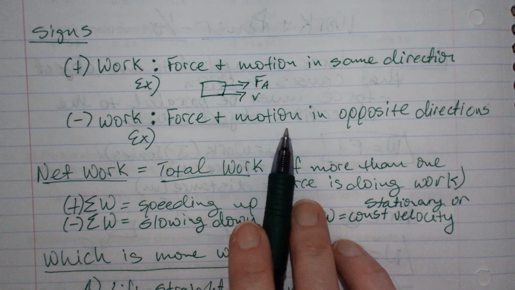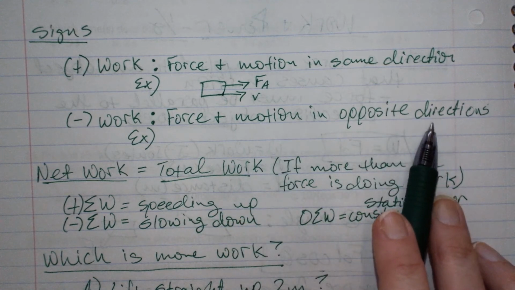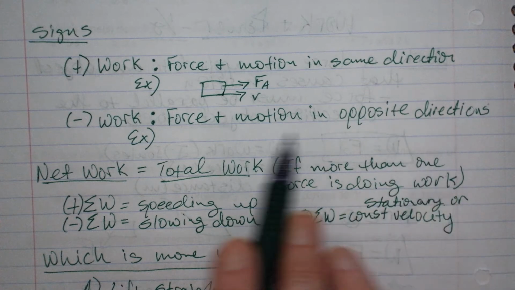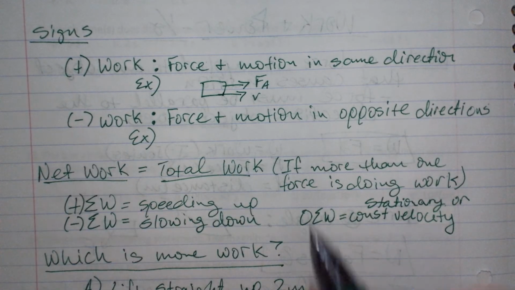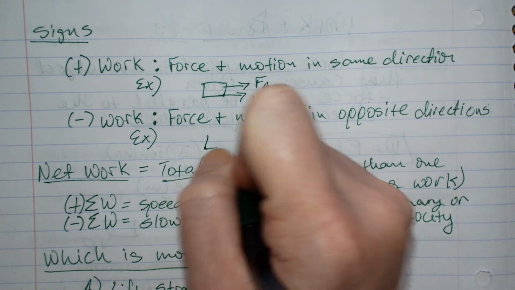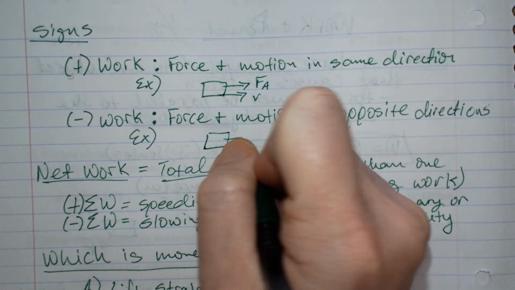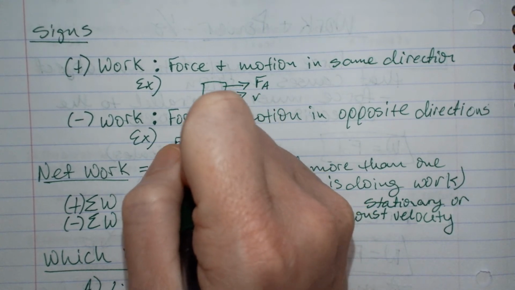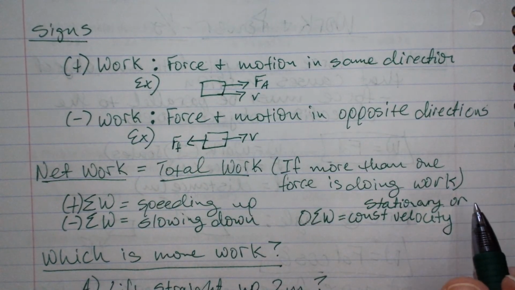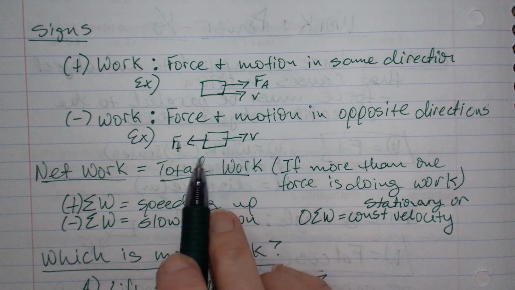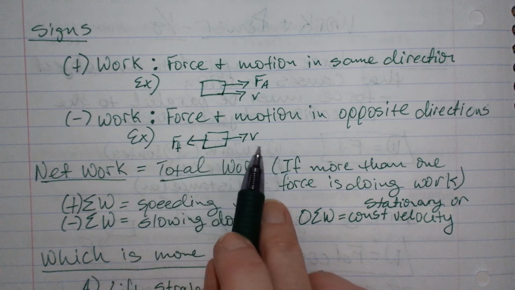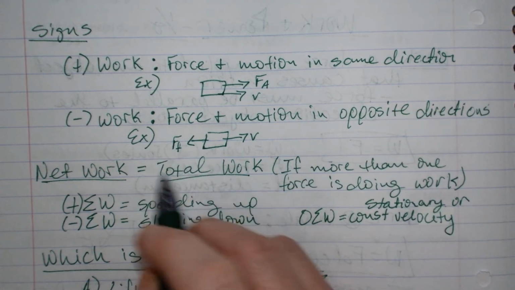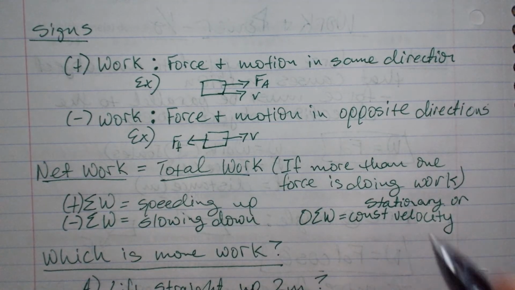If force and motion are going parallel to each other but in opposite directions, then you still have work, but now it's negative. This would be like if you had friction. If your car is moving this way but you hit the brakes, then the friction force is directed in the opposite direction. Think about this is east and this is west. East is positive, west is negative. So you have negative work being done.